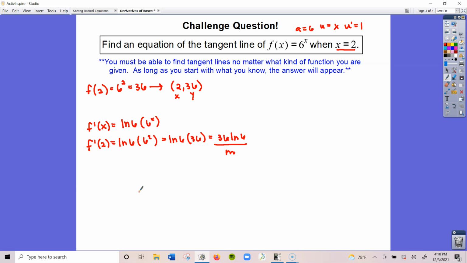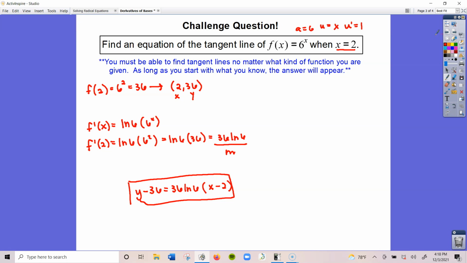So now the equation is going to be y minus my y value, so 36, is equal to my slope, 36 ln of 6, times x minus my x value, which is 2. And this will be the equation of my tangent line.